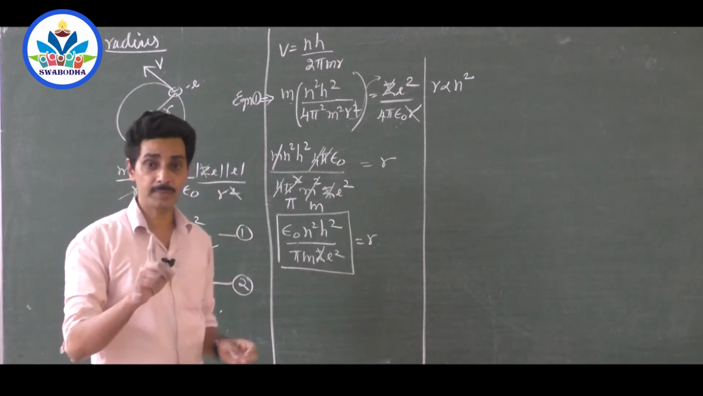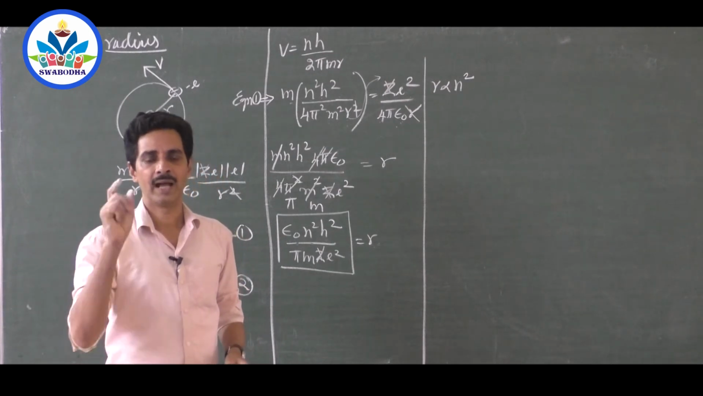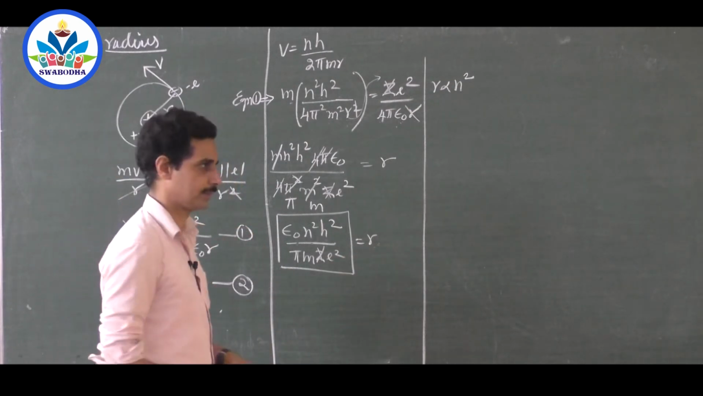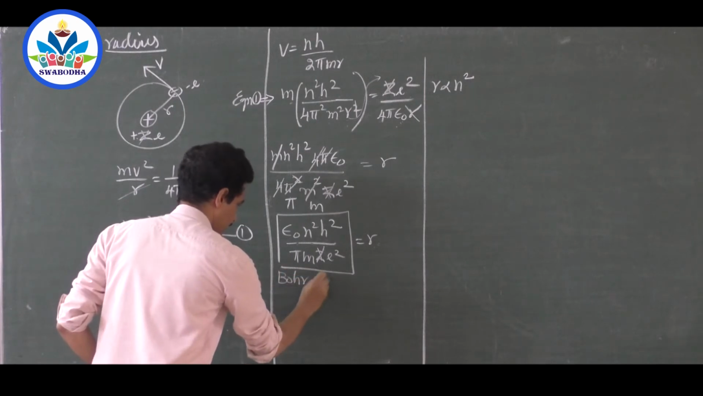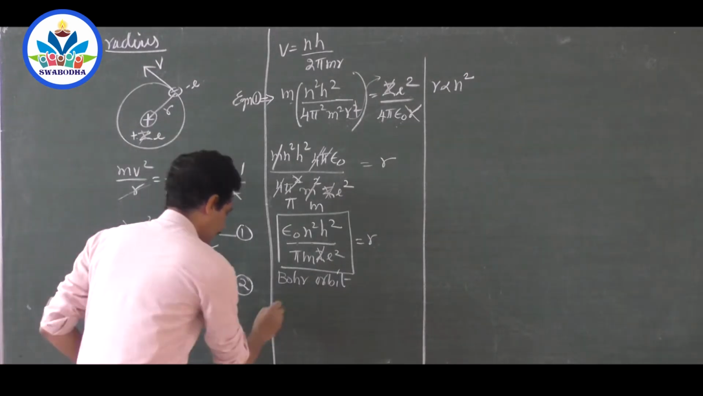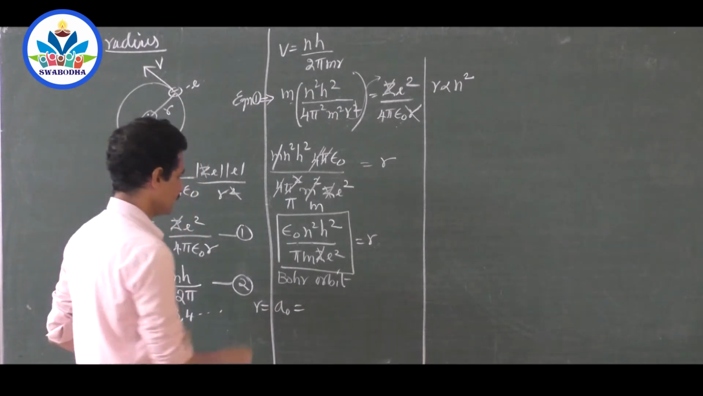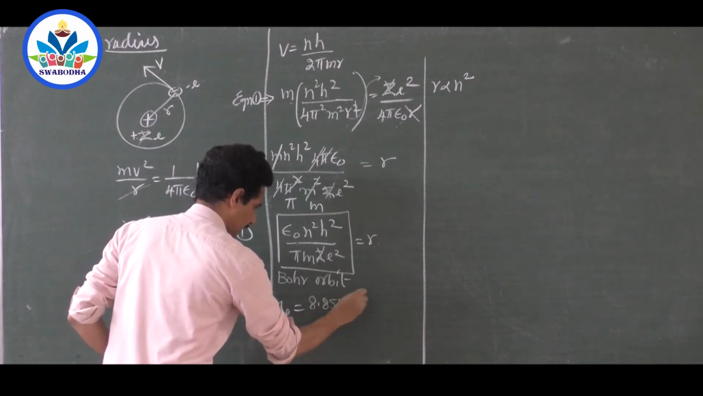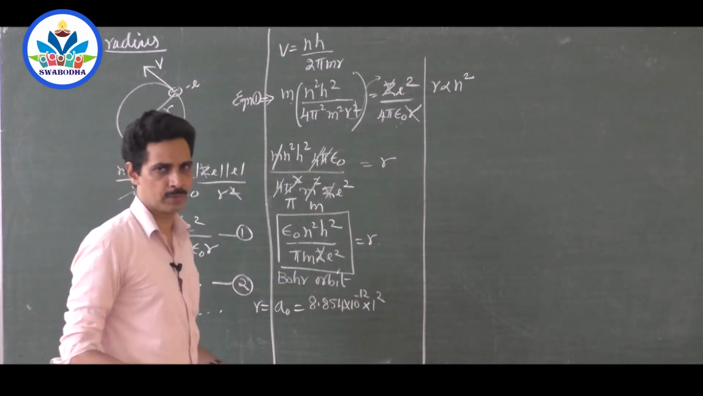Radius of the first orbit of hydrogen atom, that is the smallest orbit and the simplest orbit. Bohr applied this equation for the first orbit of hydrogen atom, and it is called Bohr orbit or Bohr's orbit. Radius of the first orbit of hydrogen atom is called Bohr's radius, and I will take it as a naught. What do I have to do now? Substitute the values. Epsilon naught is 8.854 into 10 to the power minus 12, n square, 1 square.